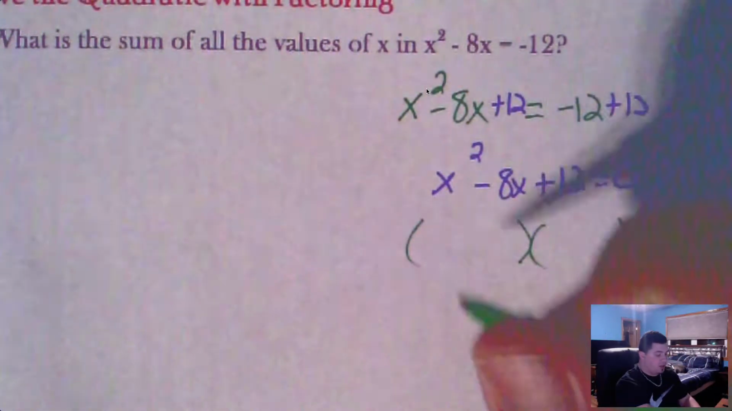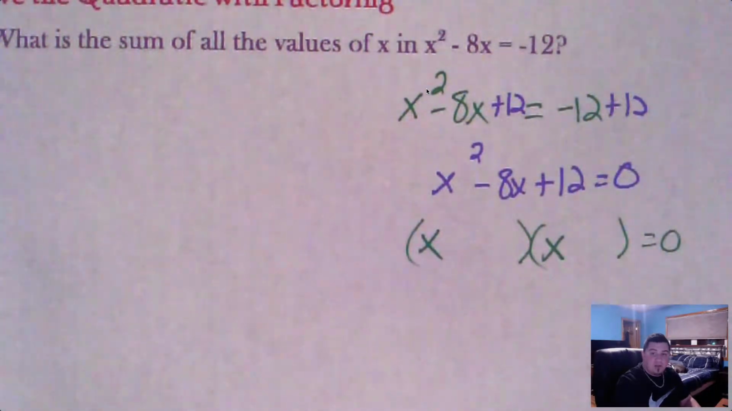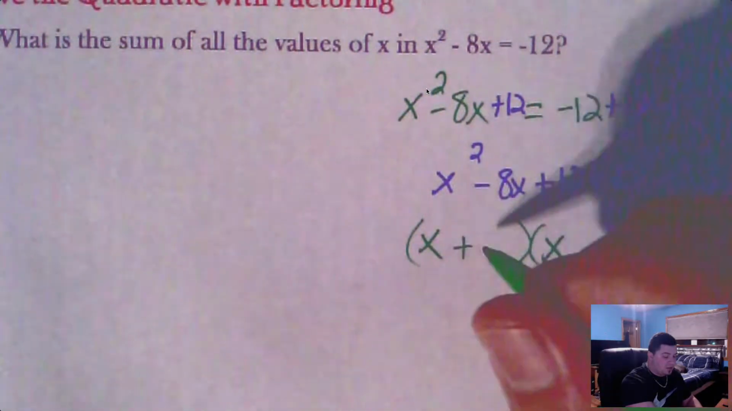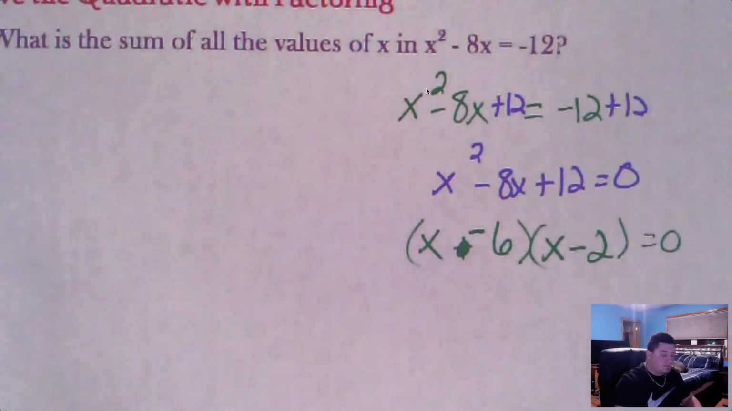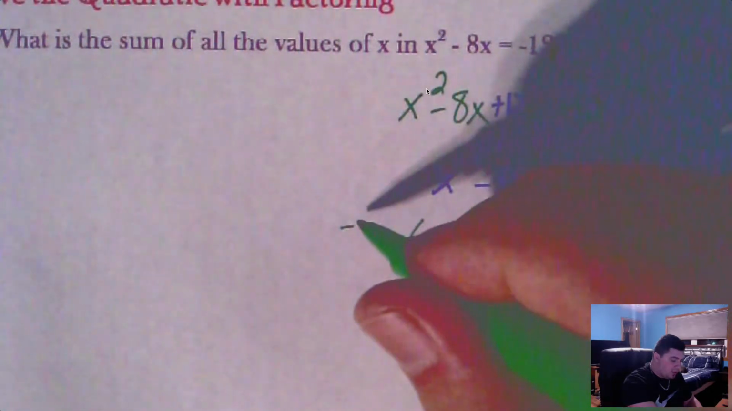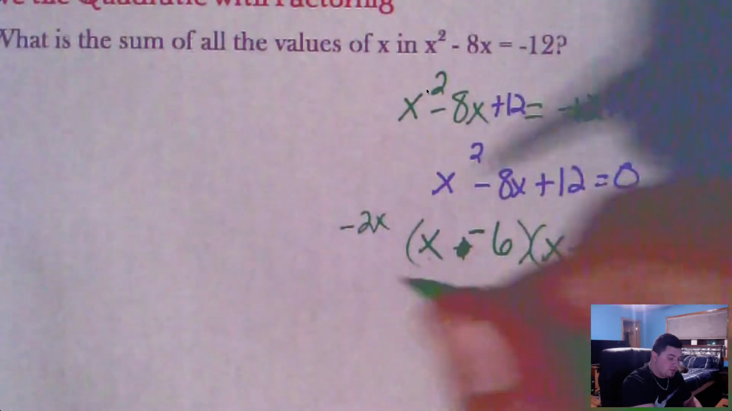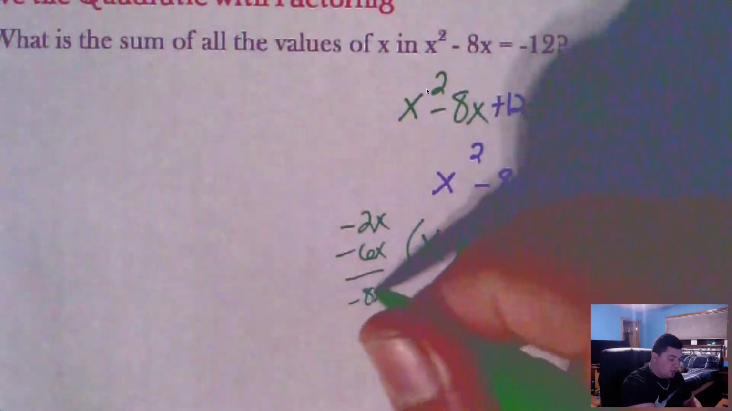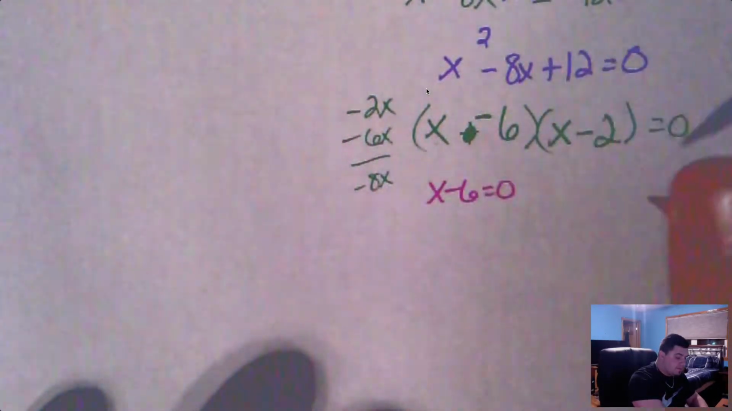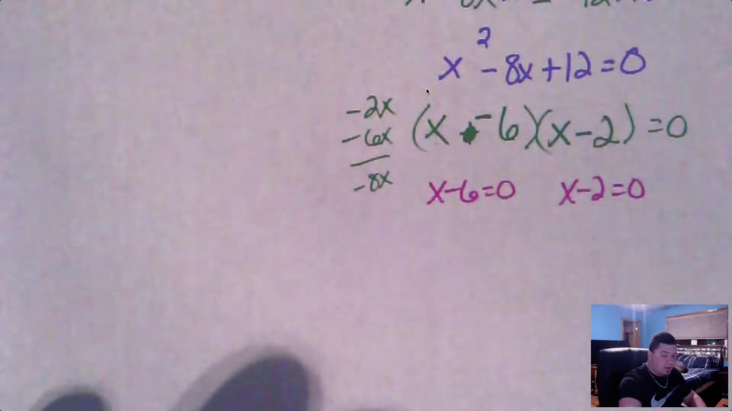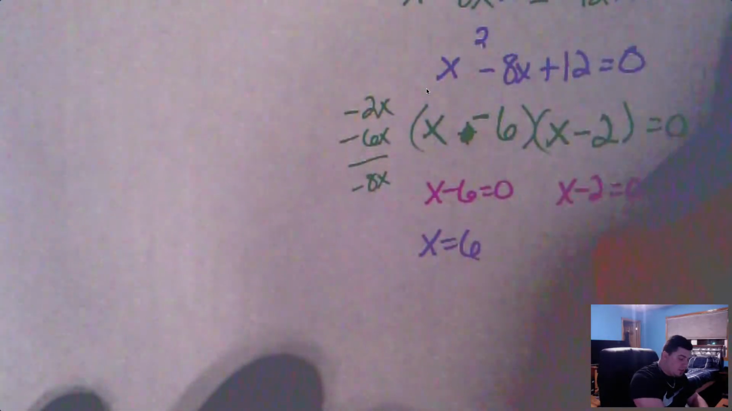I'm going to factor. There is no GCF. Moving on to our parentheses. And we have x times x. For 12, again, I can use 1 and 12. That's not going to help us out. 3 and 4 is not going to help us out. I'm going to go with 6 and 2. And again, I'm going to use minuses because I have the negative in the middle. If I check it real quick, I got negative 2x from x times negative 2. Negative 6 times x is negative 6x, which is negative 8x. From here, we're going to set our factors equal to 0. And we're going to get x equals 6, x equals 2.